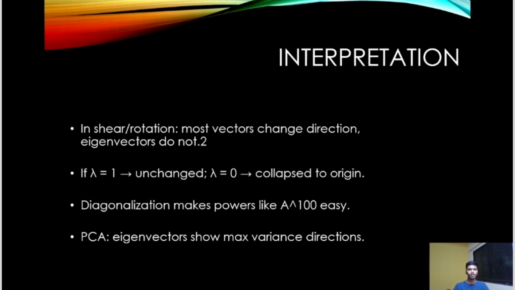Hope you'll understand. So after all this, we get some interpretations, which are given below. In shear or rotation, most vectors change direction, but eigenvectors don't change direction. Second, if lambda is equal to 1, direction will not change. And if lambda is equal to 0, the direction will collapse to the origin. Diagonalization makes powers like A raised to the power 100 easy. These are just some of the interpretations which we get from the previous slides.